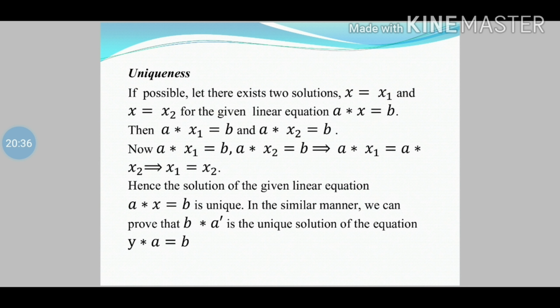To prove the uniqueness, if possible, we assume that there exists more than one solution, say two solutions x = x1 and x = x2 for the given linear equation a * x = b. Then a * x1 = b and a * x2 = b, which implies a * x1 = a * x2. Then from the left cancellation law, we get x1 = x2. Hence, the solution of the given linear equation a * x = b is unique.